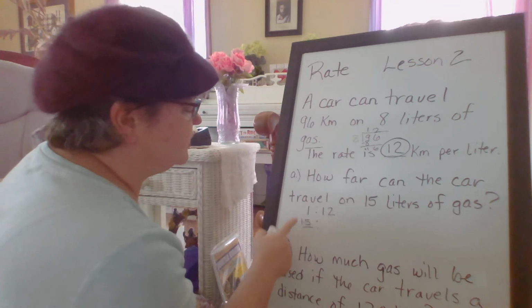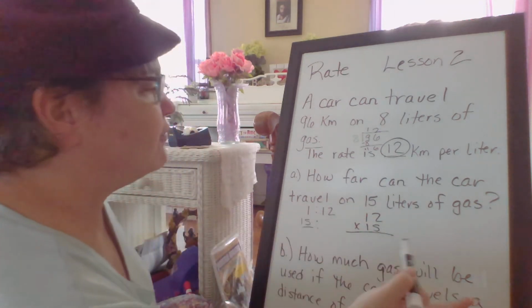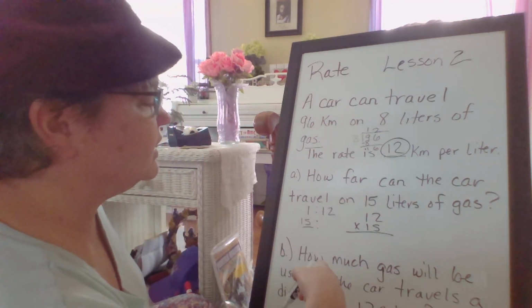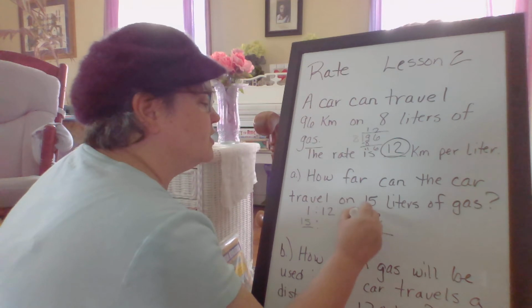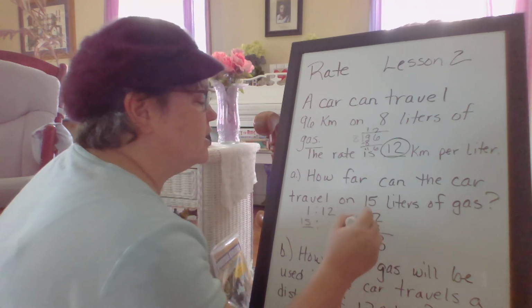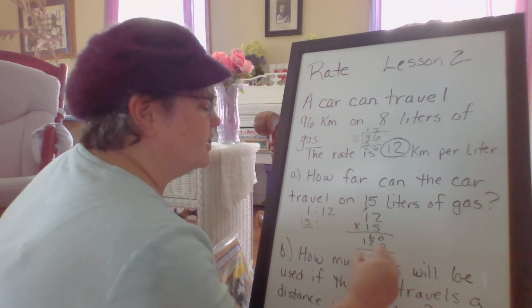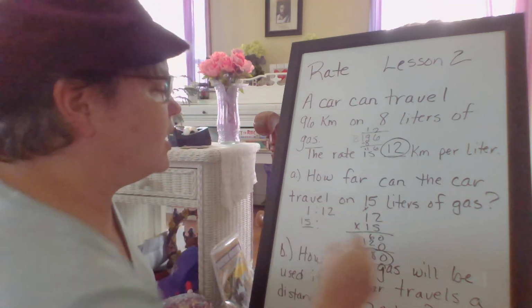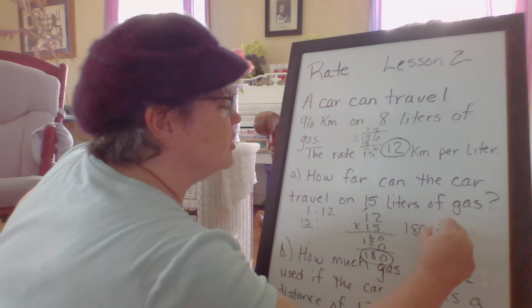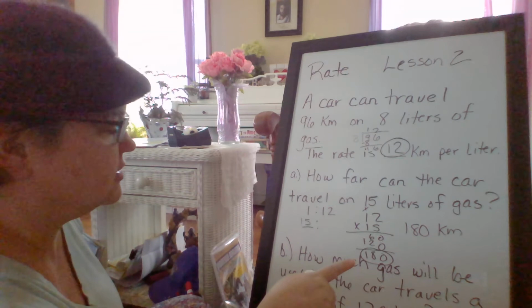So 1 times 15 gives you 15. So we have to multiply 12 times 15 here to see how far they can travel on 15 liters of gas. 5 times 2 is 10. 5 times 1 is 5, plus 1 is 6, so that's 60. We're going to put our marker here. 1 times 2 is 2. 1 times 1 is 1. So they can travel 180 kilometers on 15 liters of gas.